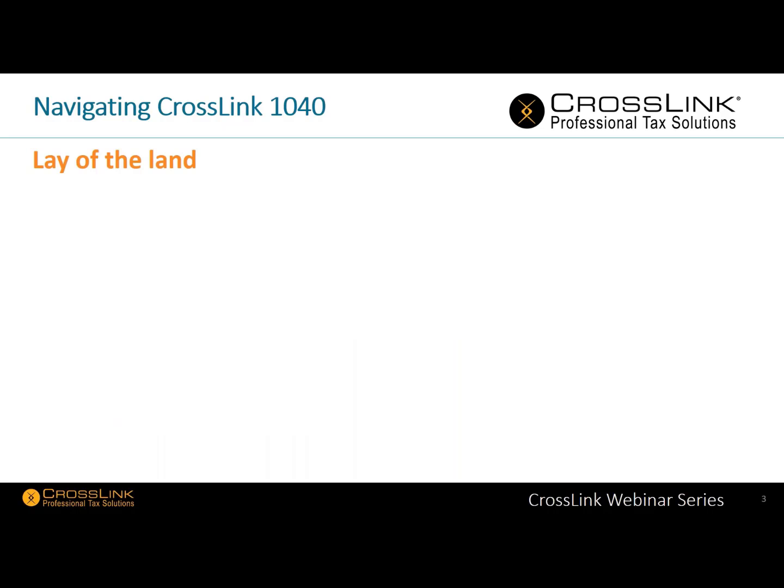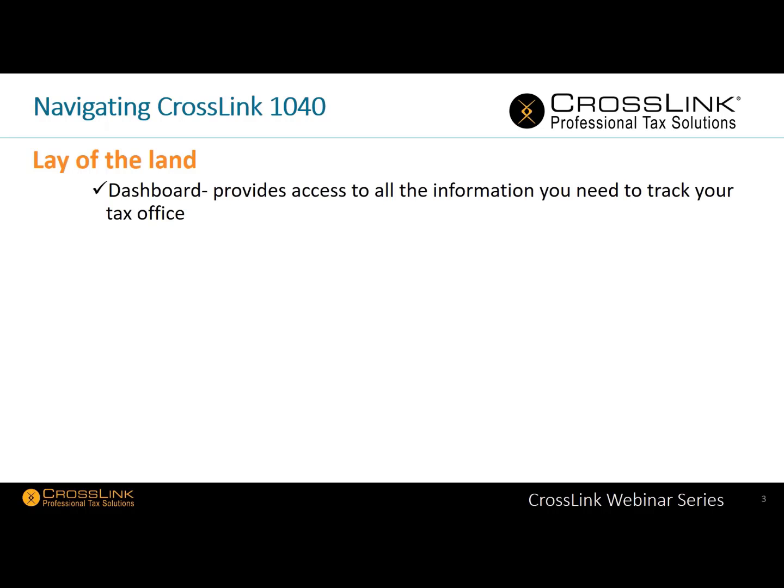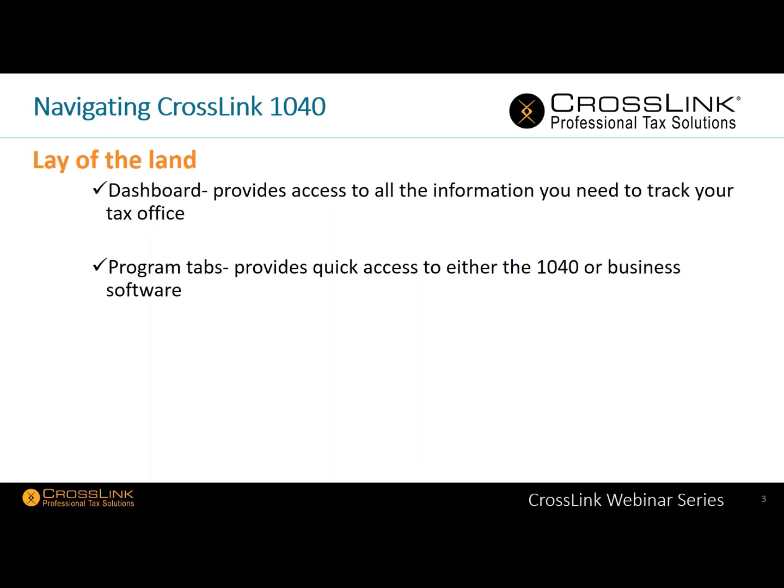So we're navigating through CrossLink Desktop. We do open up to our work in progress summary page. So what is exactly the lay of the land we'll be covering when I go into the software will be the dashboard, which provides you access to all the information you need to track for your tax office. Program tabs, where you can switch if you have both the 1040 package and the corporate package.